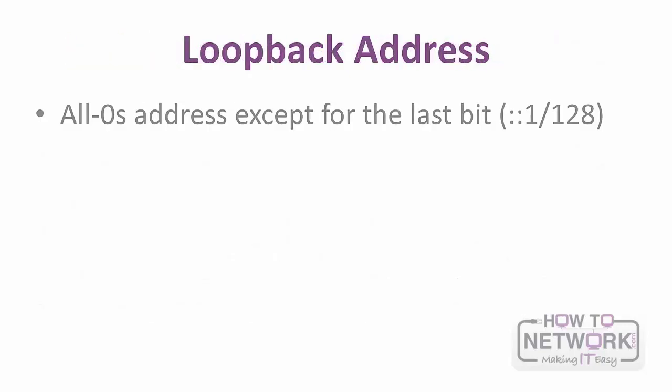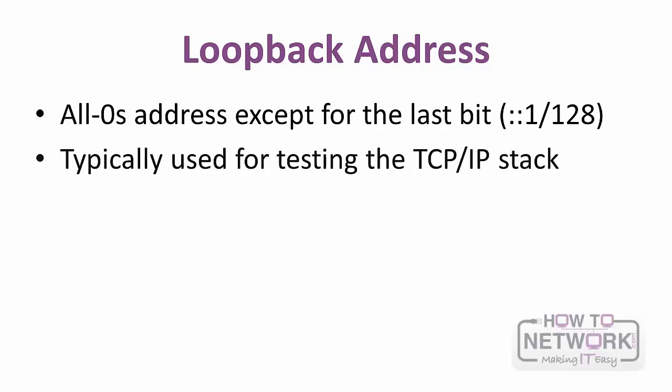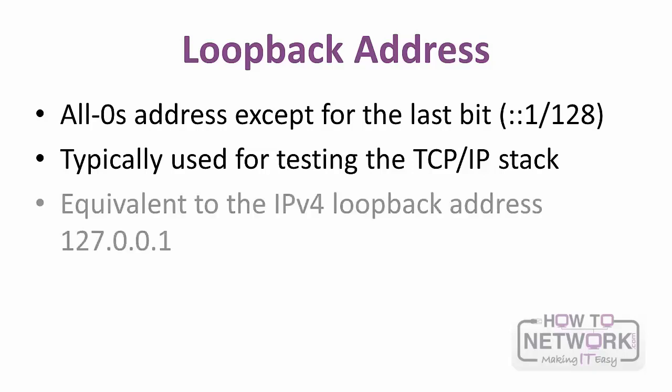An IPv6 loopback address is an all zeros address except for the last bit, which is set to a 1. The loopback address can be used by a node to send an IPv6 packet to itself, typically when testing the TCP/IP stack. It is equivalent to the IPv4 loopback address 127.0.0.1.